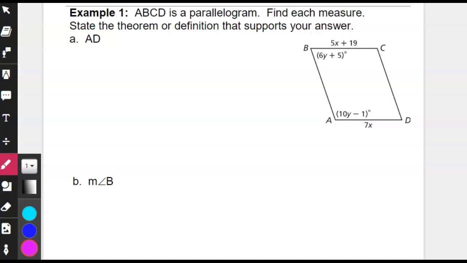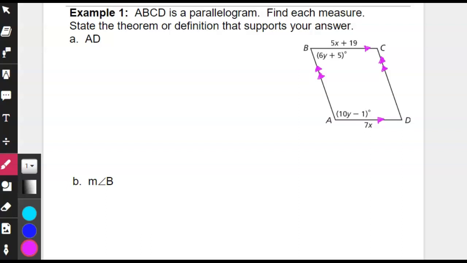Example 1 says ABCD is a parallelogram. So quadrilateral ABCD is a parallelogram. Before you read on, go mark that this is a parallelogram. So I'm going to mark parallel segments here, and parallel segments here. Go mark that it's a parallelogram as soon as you know it. Okay? It says find each measure and state the theorem or definition that supports your answer.